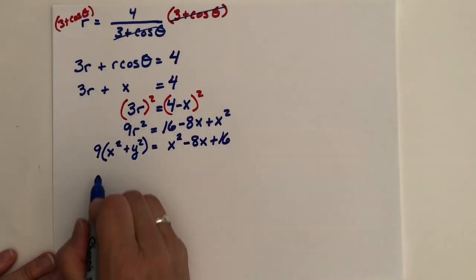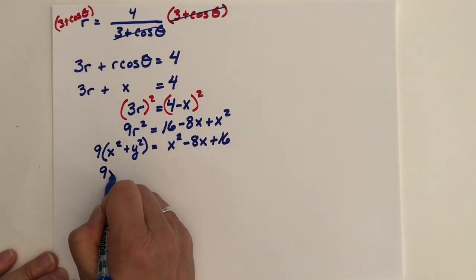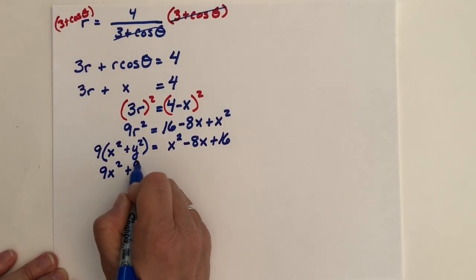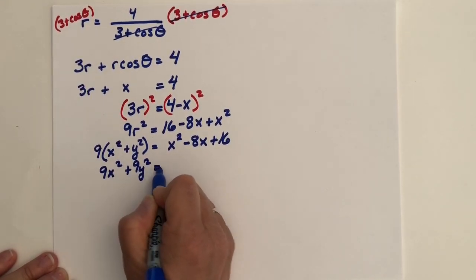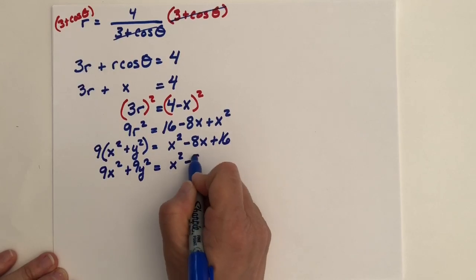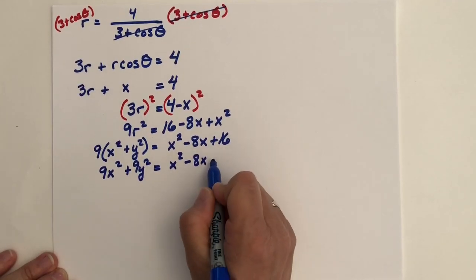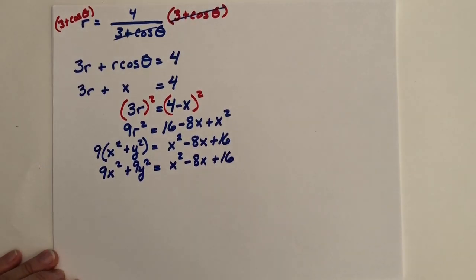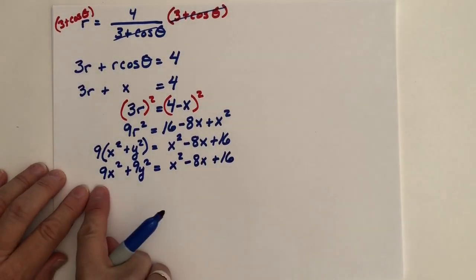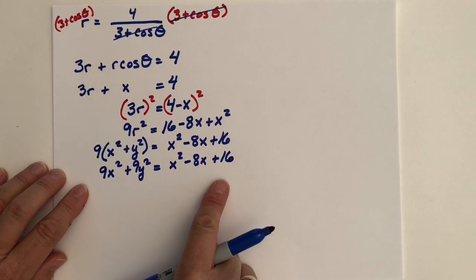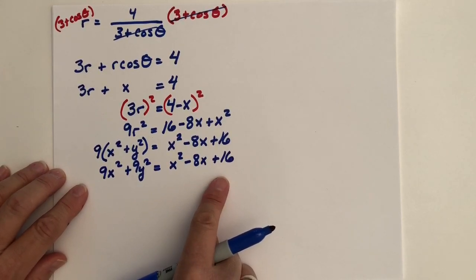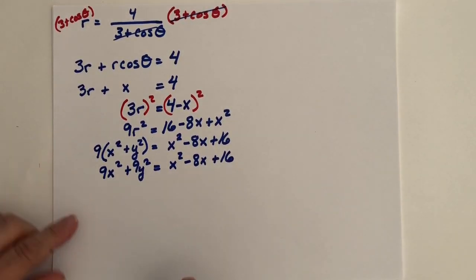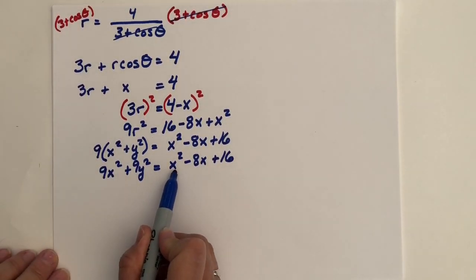So now my equation becomes 9x squared plus 9y squared equals x squared minus 8x plus 16. And I hope you now recognize it again as a conic section, but which one? Let's set it equal to 0 and take a look. So we'll subtract x squared.